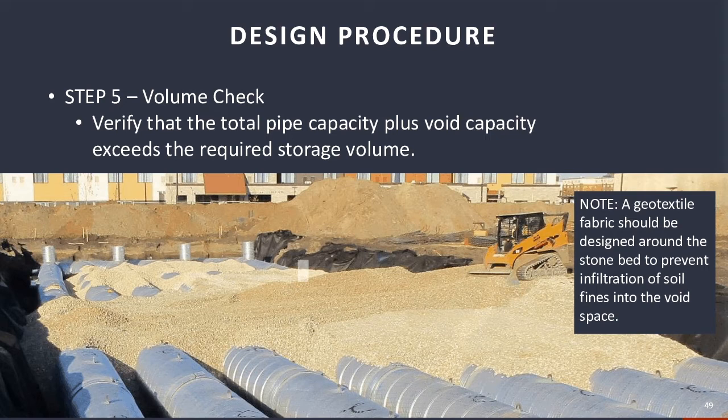But your final step is really just to make sure that your volume checks out. And so what you want to do is take your total pipe capacity plus your void capacity and make sure that that exceeds your total storage volume. And once you exceed that, you're good to go. I do want to note that with these systems, they're all typically wrapped in a geotextile fabric on the outside of the stone. That really keeps the fines from the exterior soils from migrating into your void space, which would affect your overall void volume, which would be detrimental to the system.